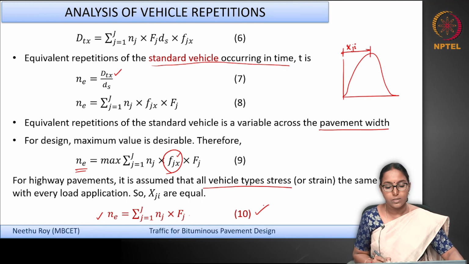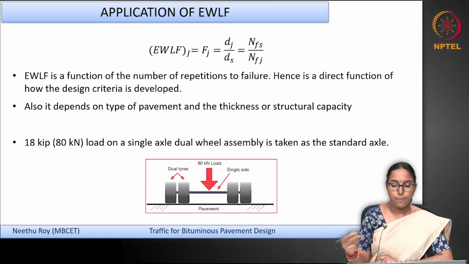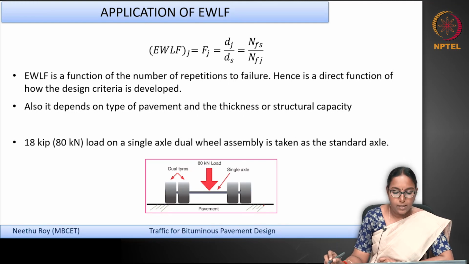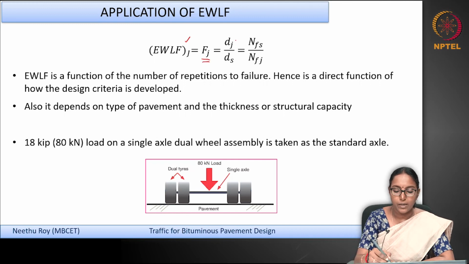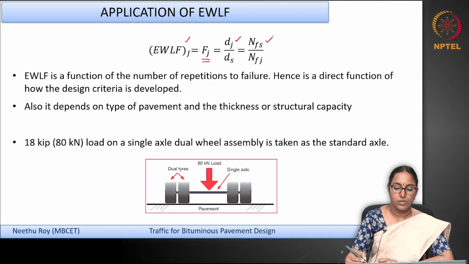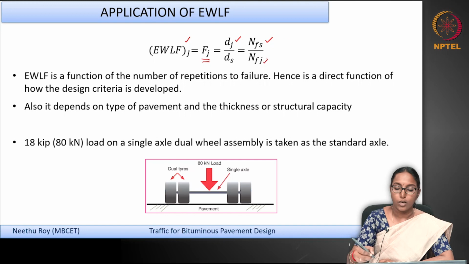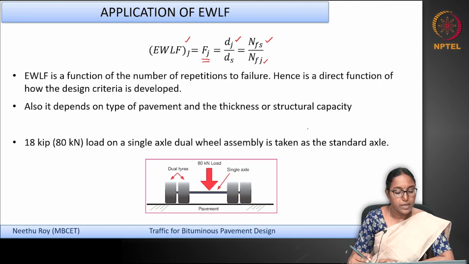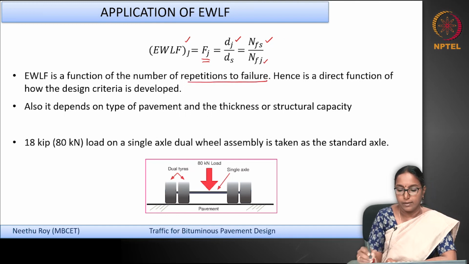Okay, so this represents the number of repetitions of the standard axle. Now let's see how this equivalent axle load factor or equivalent wheel load factor can be used in the analysis of traffic for pavement design. As we have already discussed, the equivalent wheel load factor Fj is the damage per pass of a vehicle in question to the damage per pass of the standard vehicle, or it is the number of repetitions to failure due to a standard vehicle by the number of repetitions to failure due to the vehicle or the axle in question.